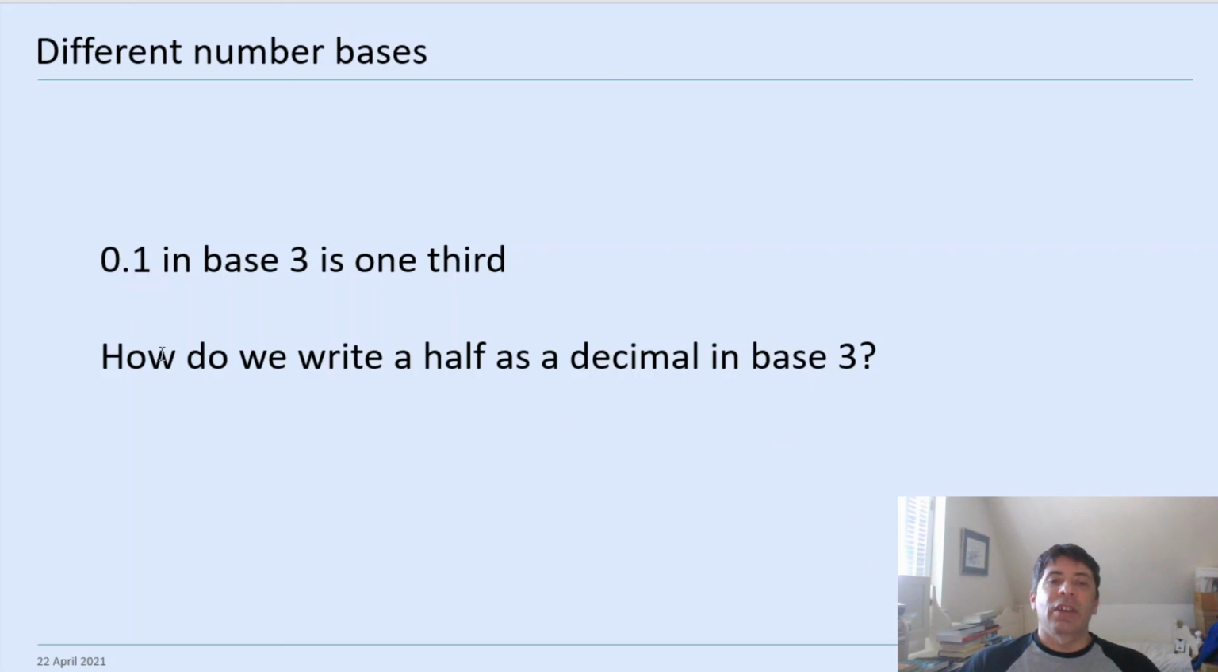So my question, please write in the comments, how do we write a half as a decimal in base 3? In fact, we shouldn't even call it a decimal. That's actually wrong. We should just call it, how do you write a half in base 3 with a point? Because decimal is all about base 10. You know, base 10 is assumed.